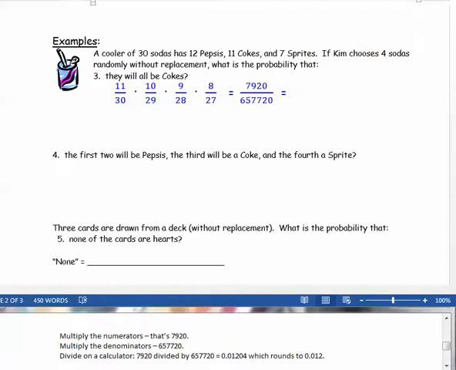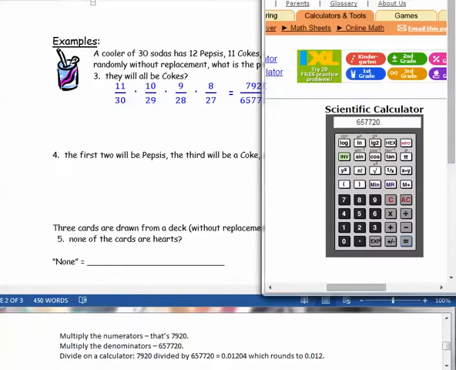And then divide that on a calculator. 7920 divided by 657,720 gives us 0.01204, and rounded to 3 decimal places it would be 0.012.